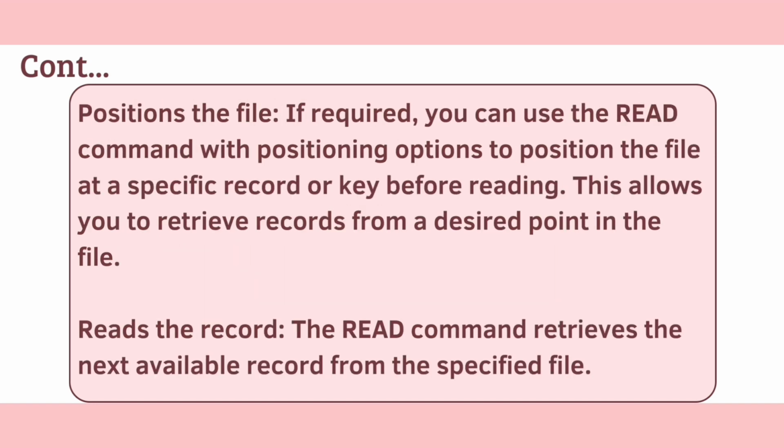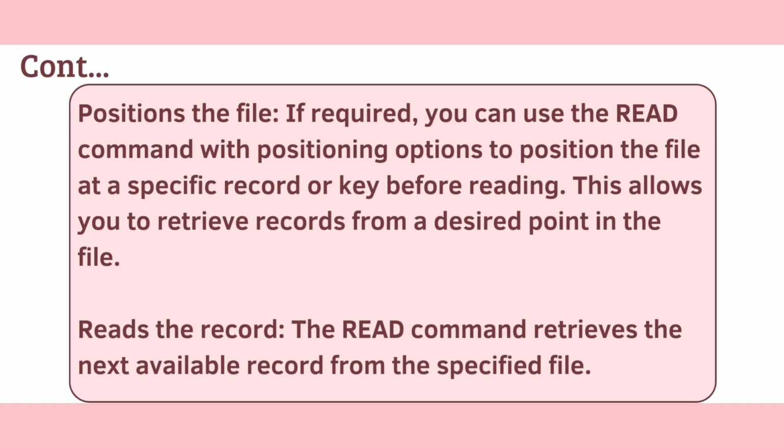Then it positions the file. If required, you can use the read command with positioning options to position the file at a specific record or key before reading. This allows you to retrieve records from a desired point in the file. Then it reads the record. The read command retrieves the next available record from the specified file.